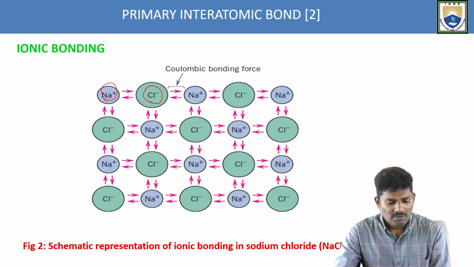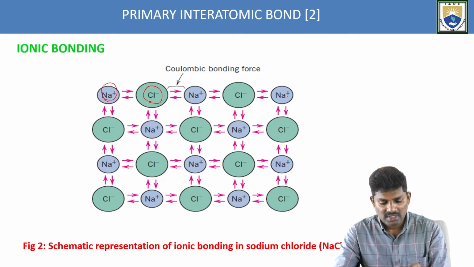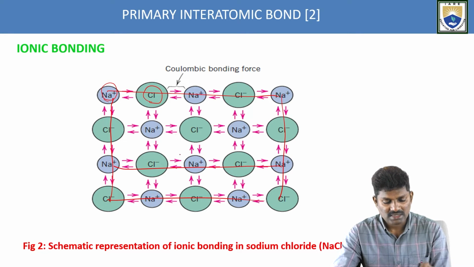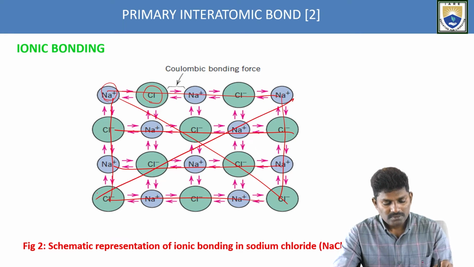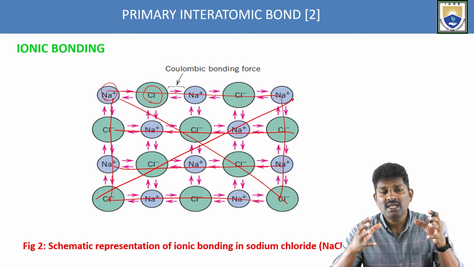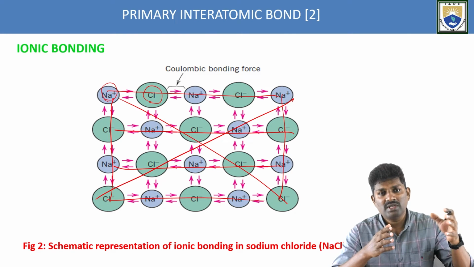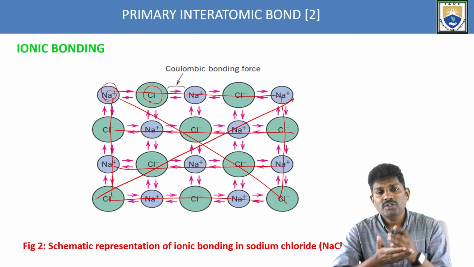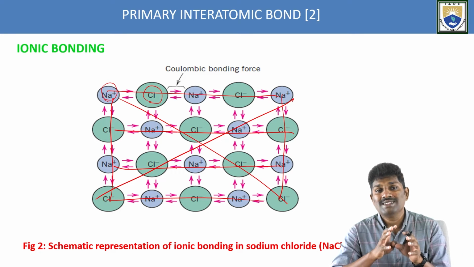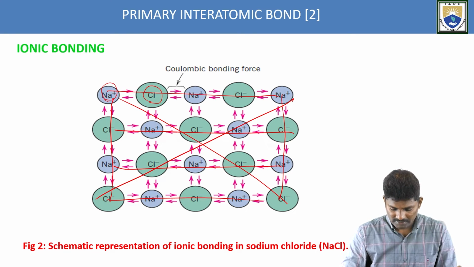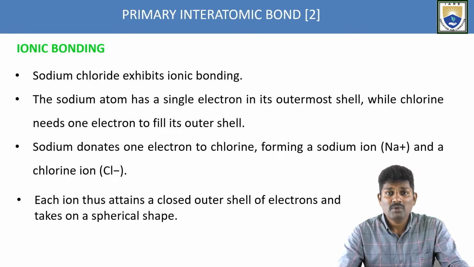Everywhere you see positive negative, positive negative, in this direction, in this direction, in any direction, all the directions are equally arranged in such a way that there is a lot of force of attraction between them. You are arranging positive and negative alternatively and trying to bring the total forces to zero. Why? Because you are balancing them by arranging in this alternating method. And sodium chloride is the best example to explain this ionic bonding.